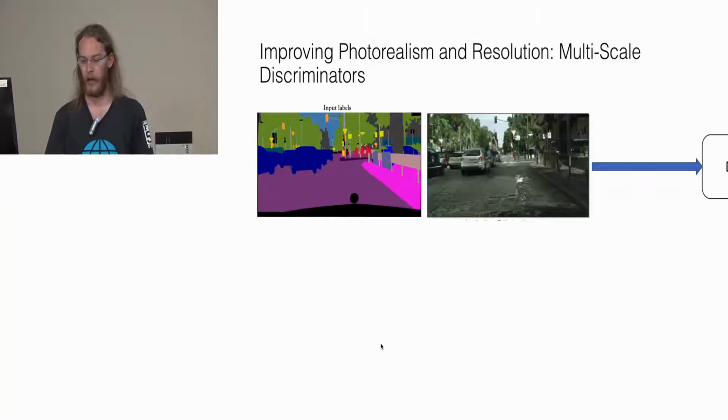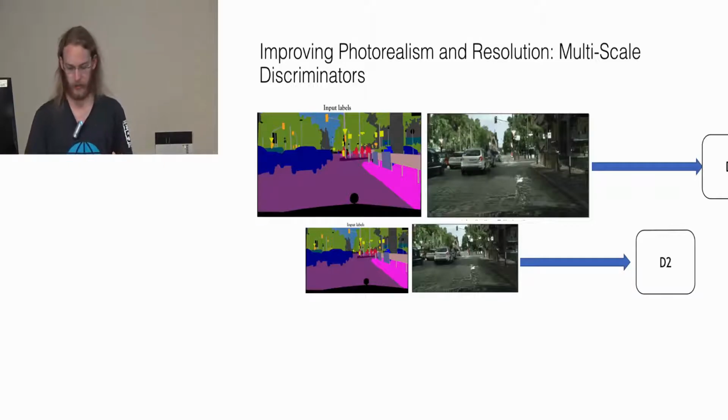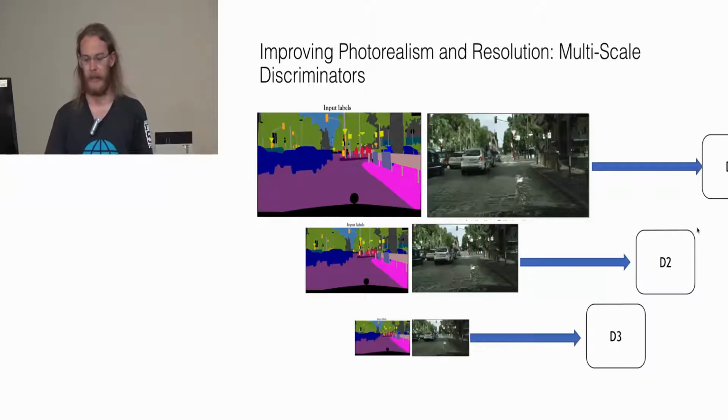What changes is that we don't use one discriminator. We use multiple discriminators that, again, operate at different scales. So D1 here takes input labels, an image, real or synthesized, and some additional information that we'll see later, and takes that at the desired resolution, 2048 by 1024. For D2, we downsample that by a factor of 2, so this is 1024 by 512. And for D3, we downsample that again by a factor of 4 to 512 by 256.